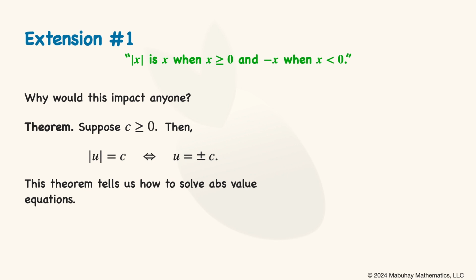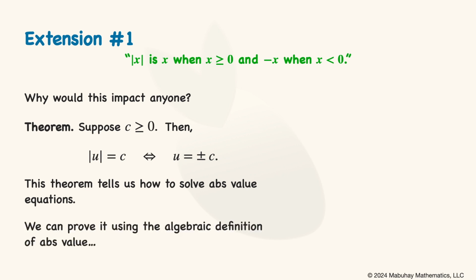But how do we know this is true? We can actually use this algebraic definition of absolute value to prove this theorem. Okay, now, this is a proof channel. We're not going to shy away from doing these proofs, but we can handle it just using the tools that we've already discussed. So, we'll assume that c is a number greater than or equal to 0, and that the absolute value of u is equal to c.